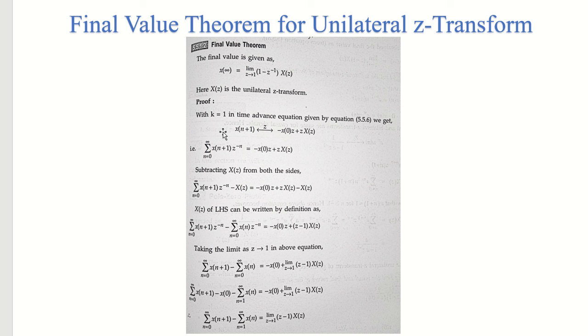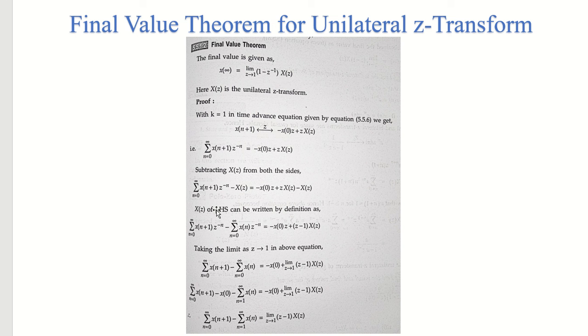Now, interesting thing, you are going to subtract x of z from both sides of the equation. When you do so, you can write the LHS this way, because x of z is common in both of the terms, right? So you can write it this way: summation n equals 0 to infinity x of n plus 1 z raised to minus n, minus summation n equals 0 to infinity x of n z raised to minus n, instead of this x of z, right?